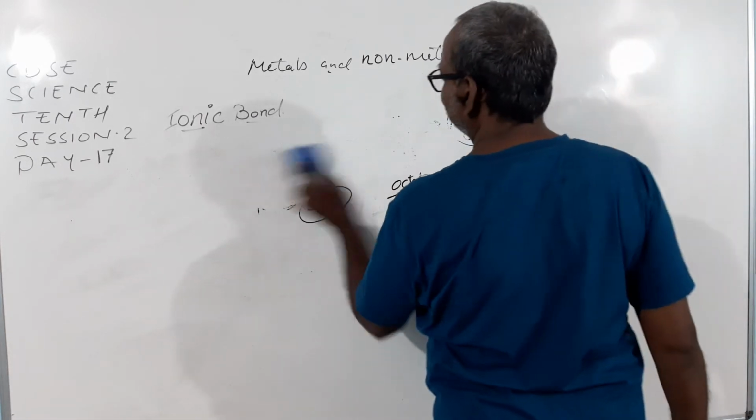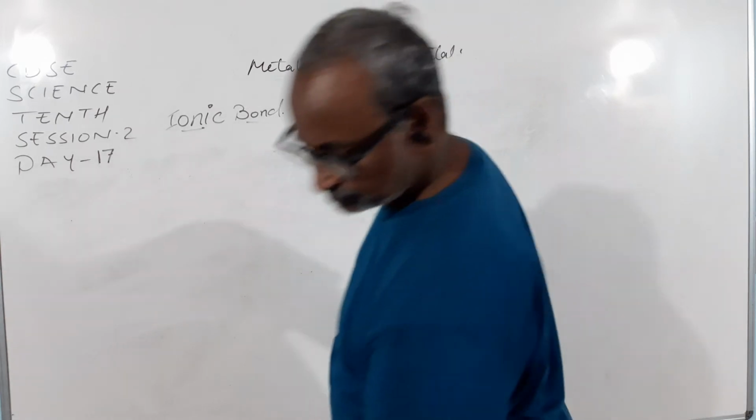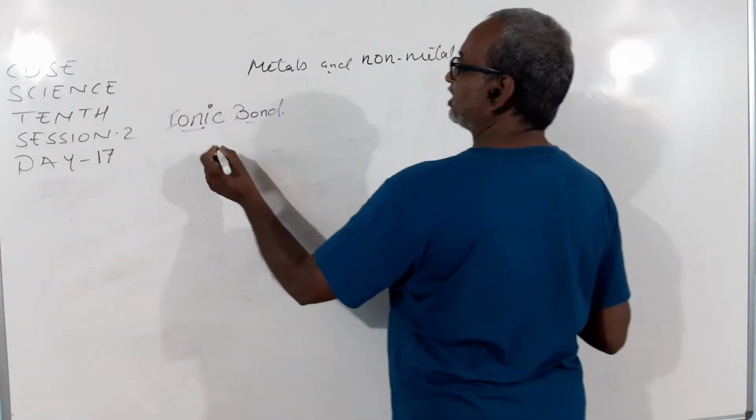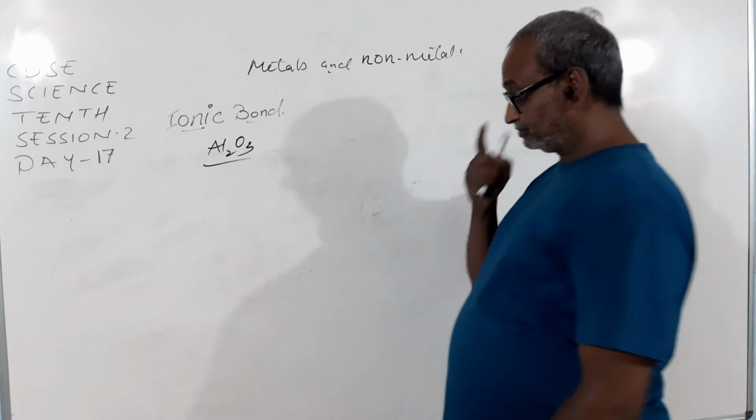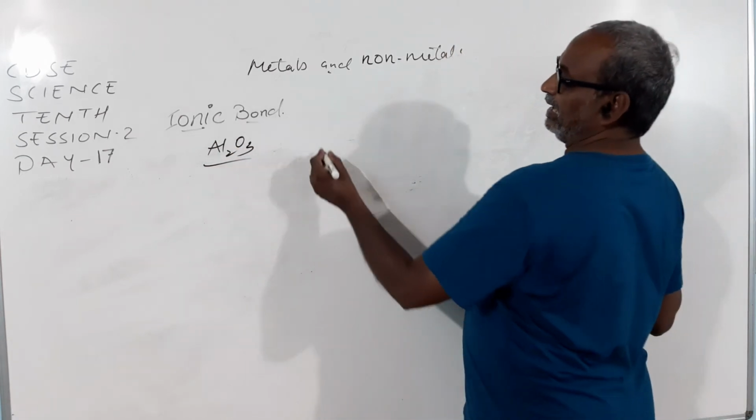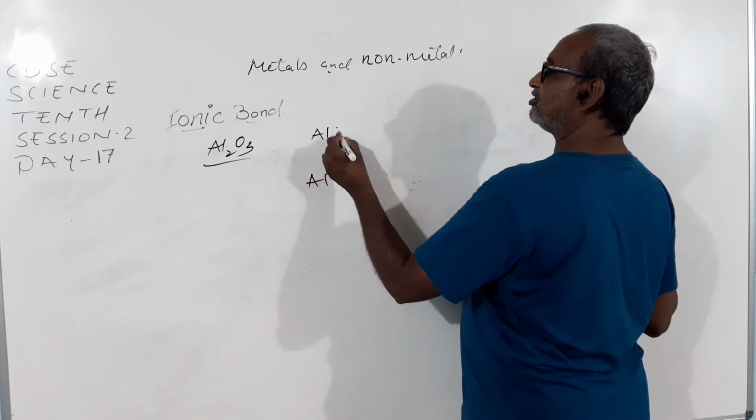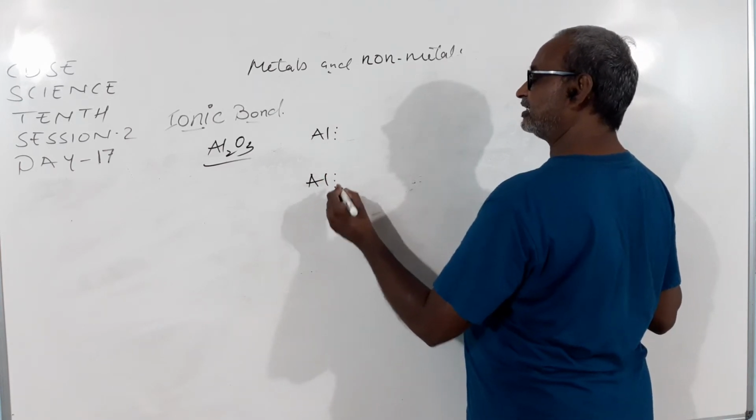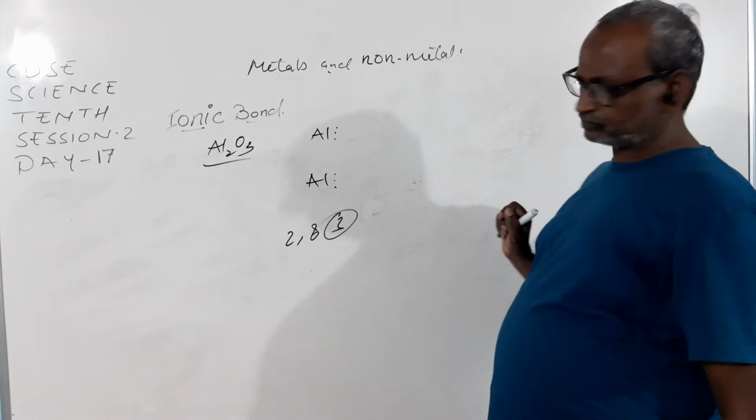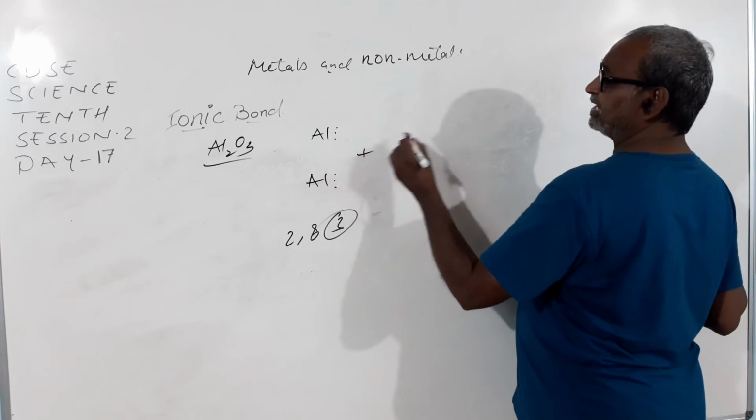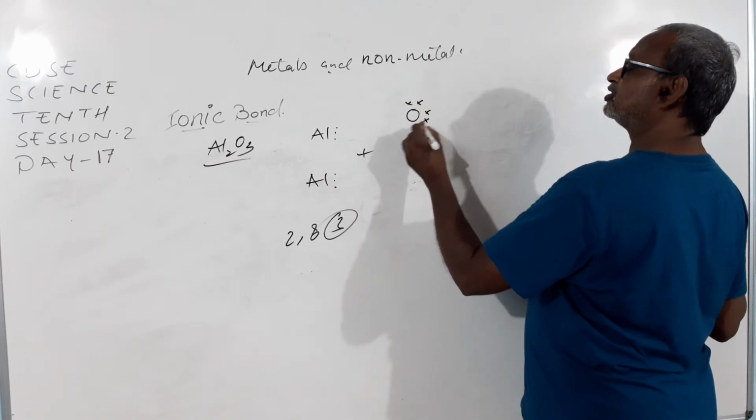Let's see one more example. Formation of aluminium oxide, Al2O3. Aluminium atom has 3 electrons in its outermost orbit. Its electronic configuration is 2,8,3. Oxygen atom has 6 electrons in its outermost orbit.